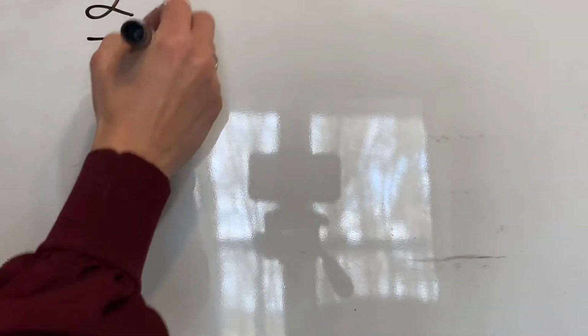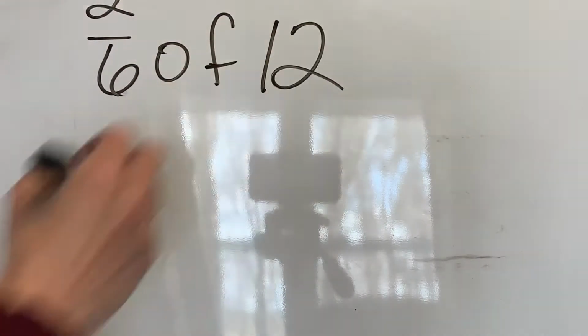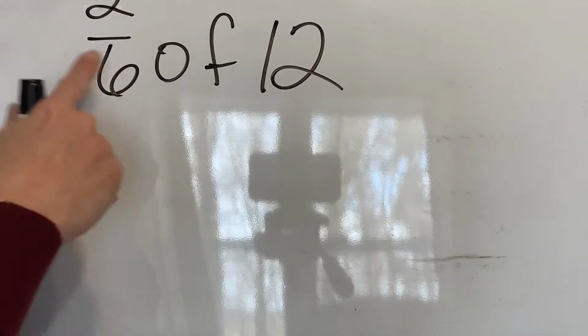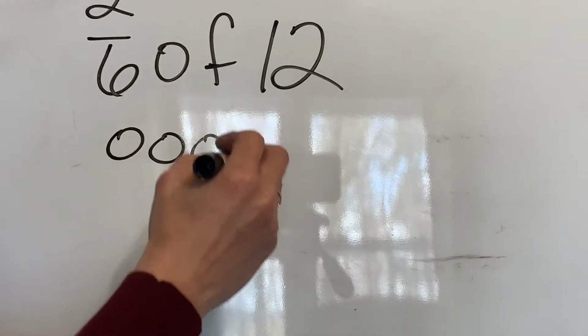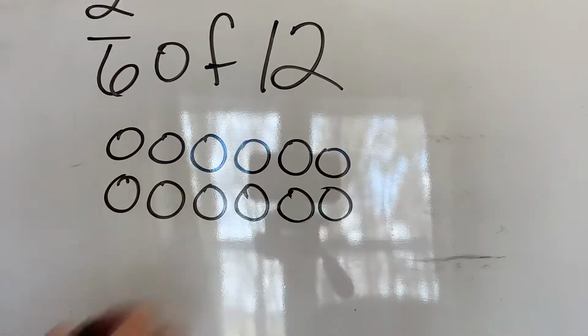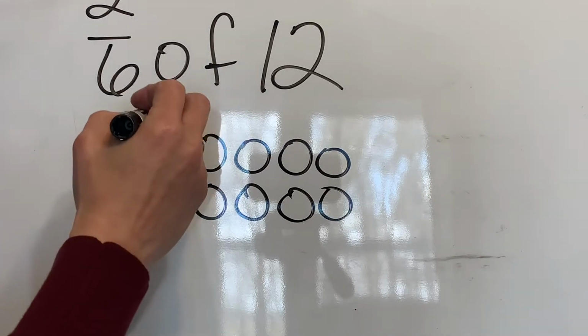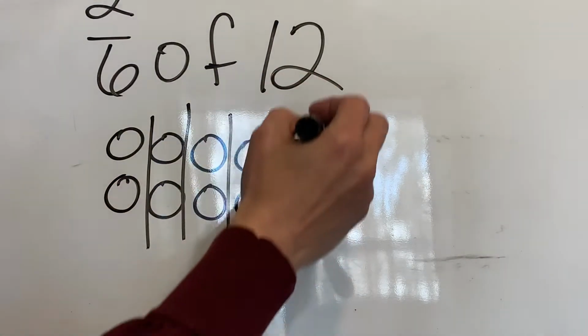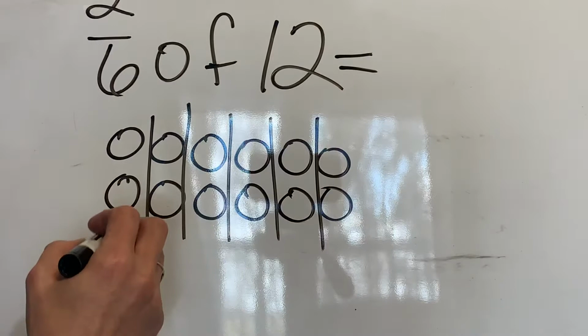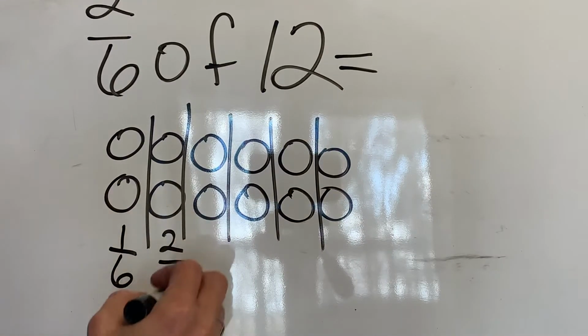All right, so this time we have 2/6 of 12. So we have 12. Remember that denominator is important. We have to put them in rows of 6. 4, 5, 6. We need another row to equal our 12. And we're going to split them into equal groups. 1, 2, 3, 4, 5, 6. We're going to identify 2 of those groups. So here's 1/6, here's 2/6.